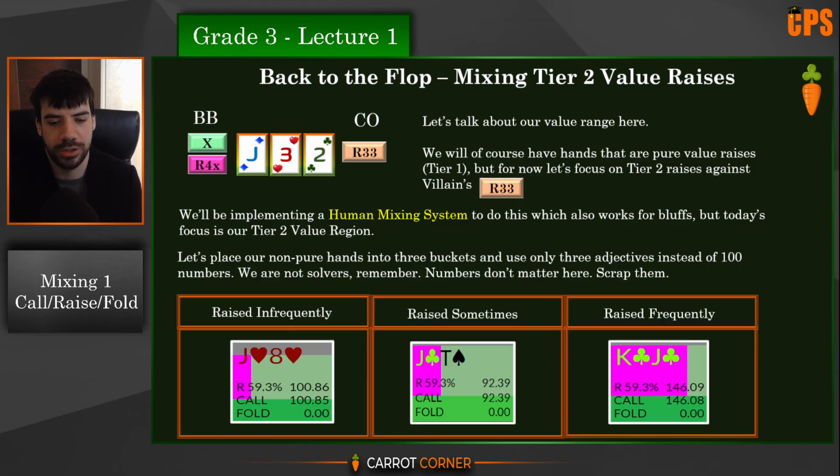But what matters here is long-term just having a reasonable strategy. So if, for example, you never raised King Jack but raised Jack 8, your raising range would be just way too weak and your opponent would be able to over-continue against you, especially with like King Queen and stuff like that that has overs to Jack 8 but not King Jack. So it's important long-term to have the right shape of range against observant opponents in high visibility games.